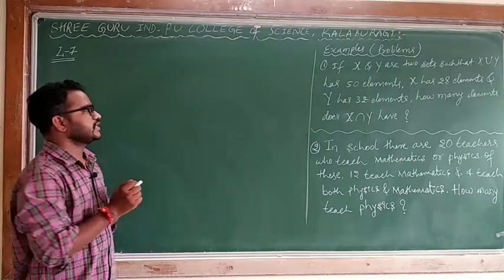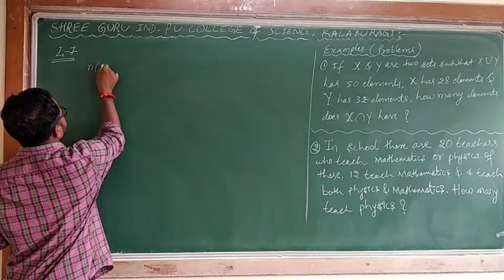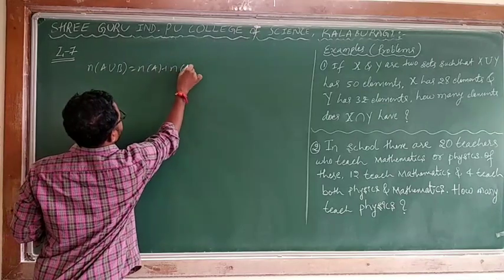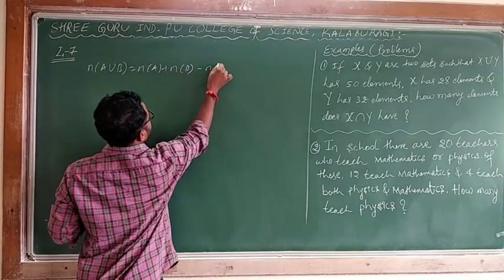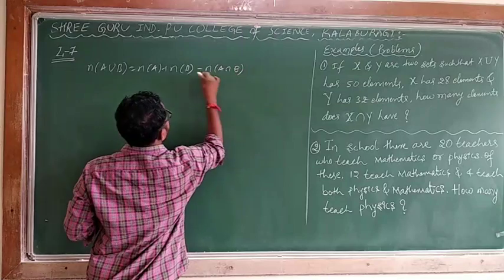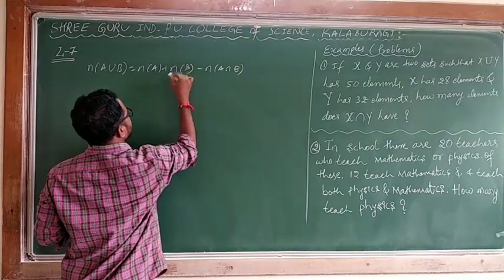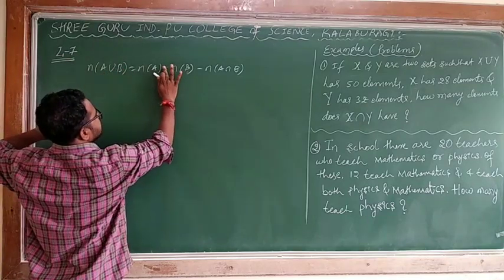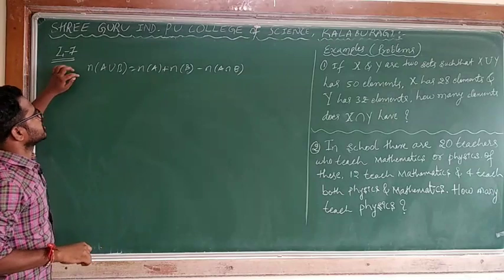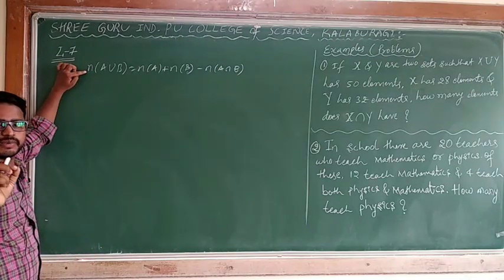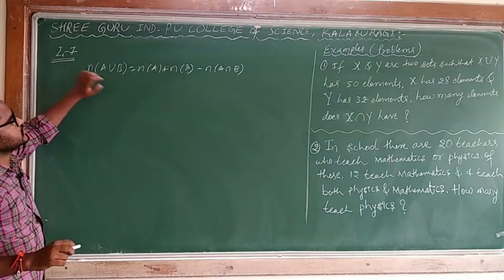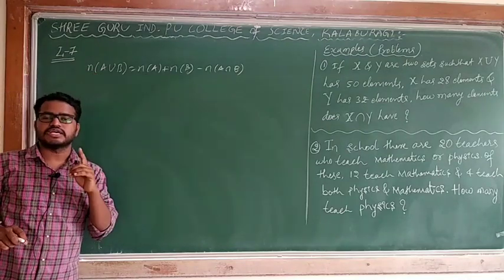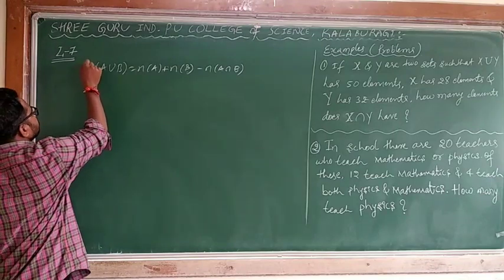I also took a formula like n of A union B is equal to n of A plus n of B minus n of A intersection B. What it means is that the number of elements belonging to A union B can be obtained by using n of A plus n of B minus n of A intersection B. Using this formula you can find the number of elements of A union B, or you can find any one of the things. Knowing three things you can find any one of them. This is about finding n of A union B.